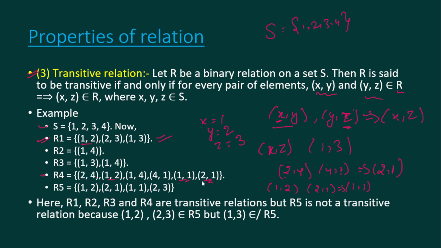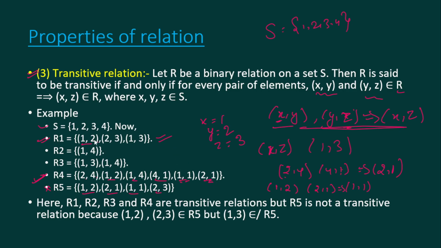Okay, I guess everything is there. 1 comma 4 is there, 4 comma 1 is there, so 1 comma 1 is also there. So every element follows these three things, and we can say that this is also a transitive relation. Now we can see here 1 comma 2 is there, 2 comma 1 is there, so 1 comma 1 is also there. And 2 comma 3 is there, so it is not a transitive relation.